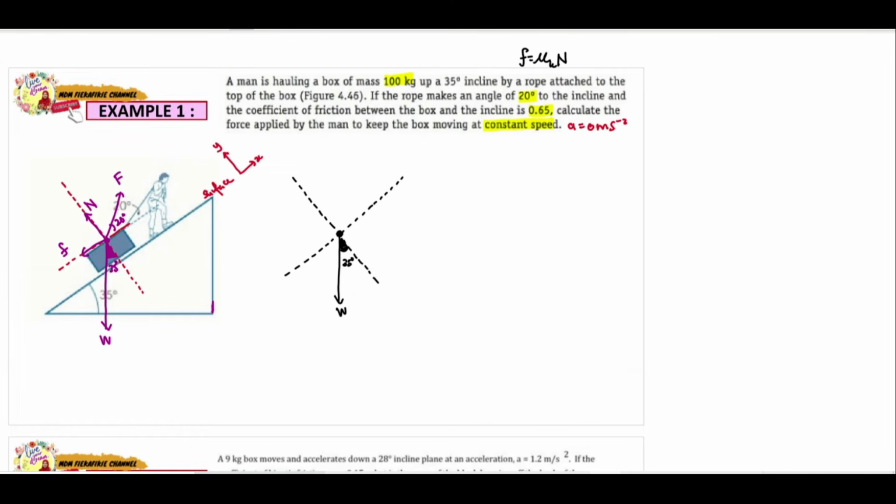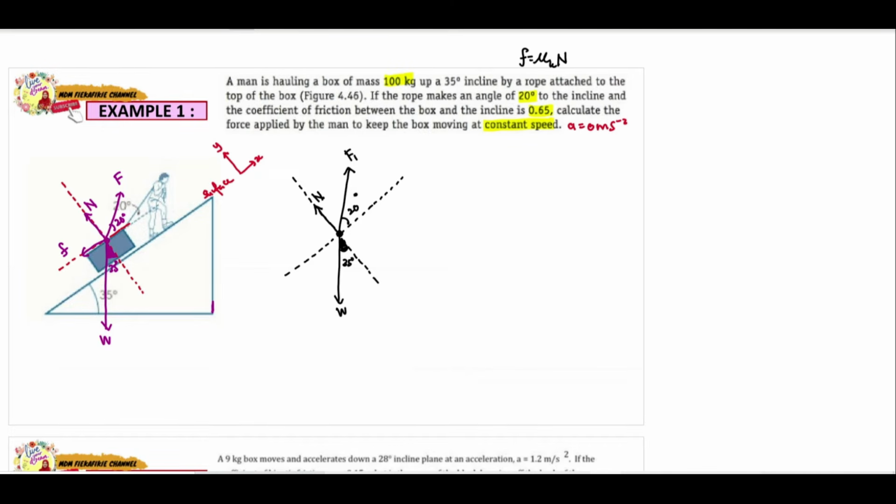Lagi kita ada apa tadi? External force. So, saya suka letak external force saya sebagai F1. So, saya tahu ada satu saja external force. So, at angle of 20 degree. And then, in Y component, saya ada normal. Sorry. Lukis elok-elok.